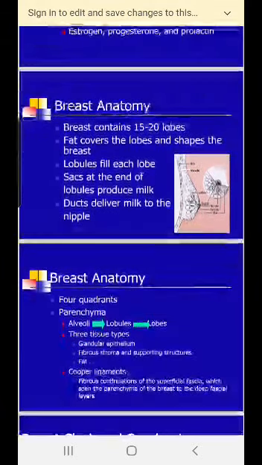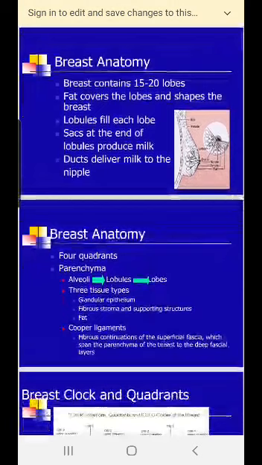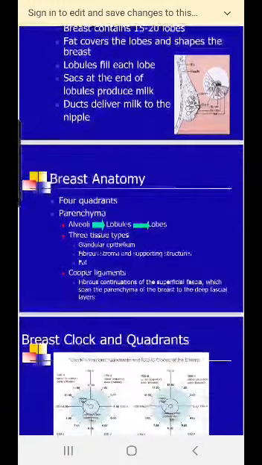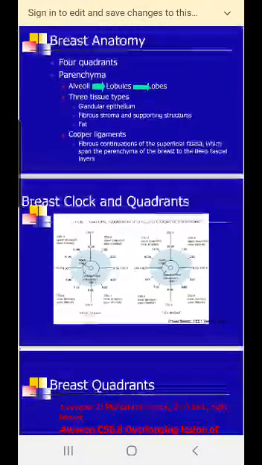Now, in the anatomy which you have read in the normal anatomy class, I'll just repeat: the breast consists of 15 to 20 lobes, okay, and each lobe will have different lobules inside it, and they will secrete milk which will be collected by the ducts, and the ducts will drain outside from the nipple.